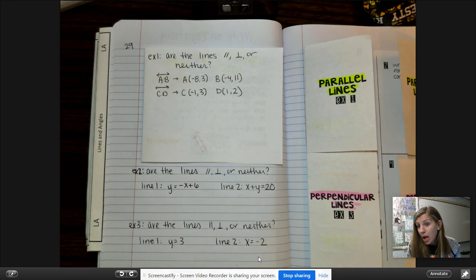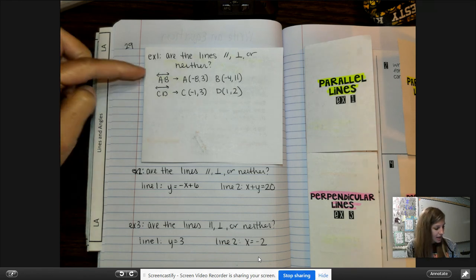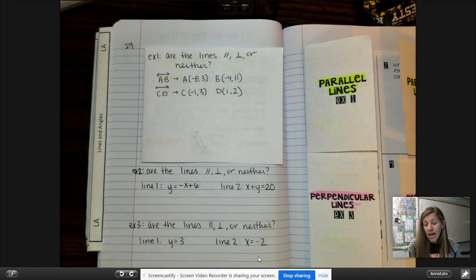So you might want to pause the video for a second and copy the questions down and then unpause and then do the problems with me. So if you want to pause now and write these and then unpause. Okay. So sometimes we already have 2 lines and we want to know if they are parallel, perpendicular, or neither.